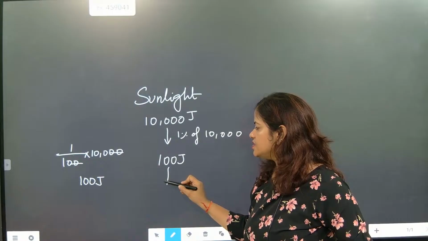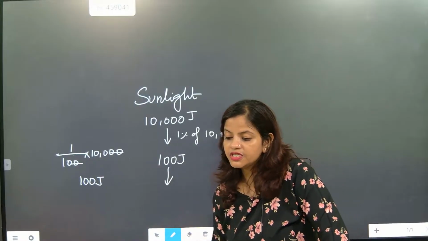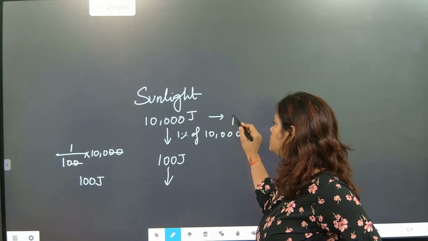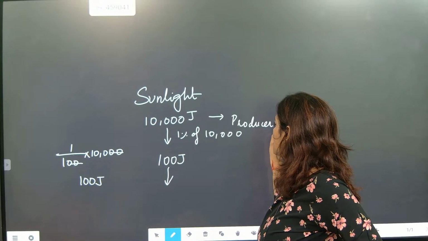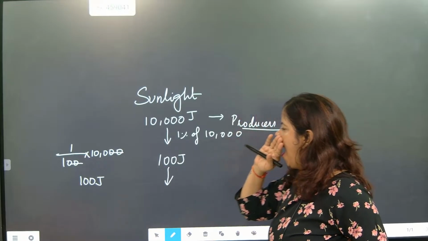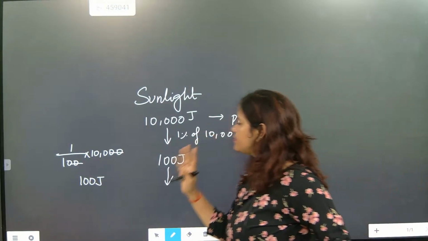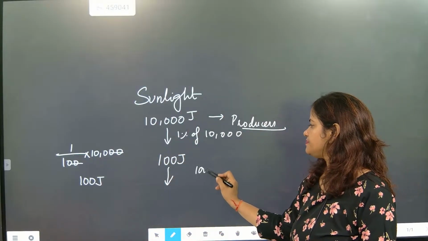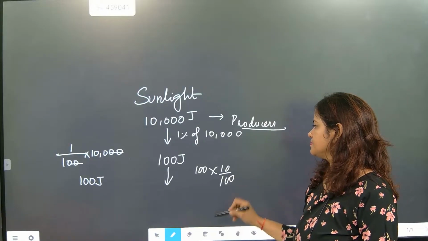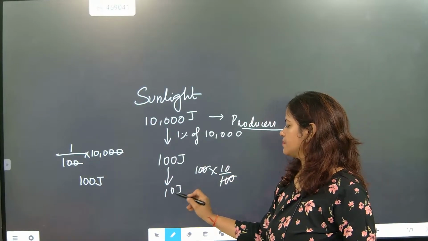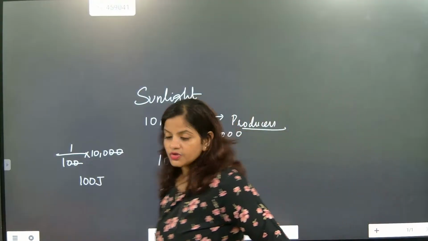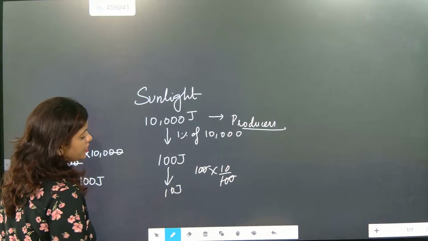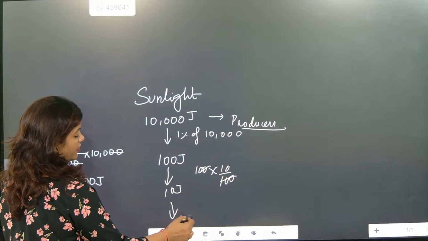Now this 100 joule is eaten by herbivores. This 100 joule is eaten by whom, beta? Herbivores. This was producers. So 1% of 10,000 is taken. Now 10%. Understood? So 10% of 100 will become how much, beta? 10 joule. Now 10% of this will be 1 joule.